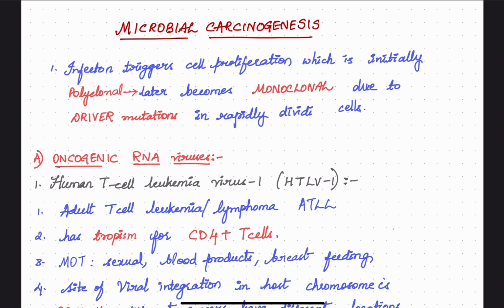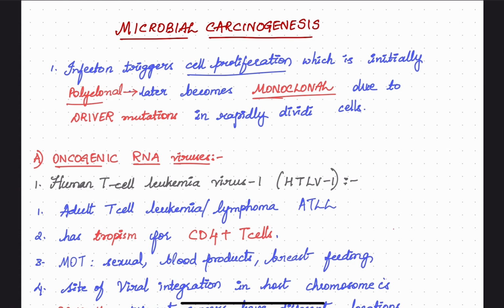Today let us discuss an important topic from the chapter of Neoplasia, that is Microbial Carcinogenesis. A brief introduction: the infecton, that is the microorganism causing infection, triggers cell proliferation, which is initially polyclonal and later becomes monoclonal.